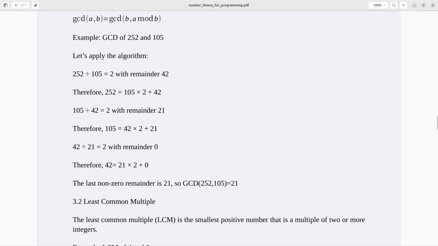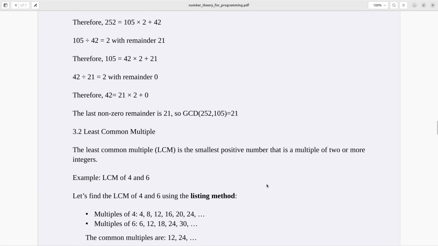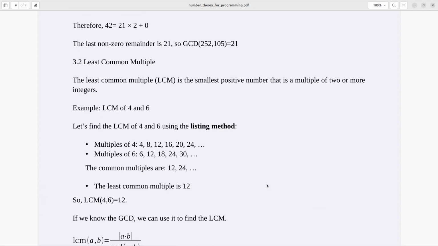Now I pick 42 as A and 21 as B. When I divide these two numbers, I get 2, and the remainder now is 0. When the remainder is 0, I just stop, and I can say that 42 is equal to 21 times 2 plus 0. You can see that the last non-zero remainder is 21, which is this one. After this remainder, I have a remainder of 0. So the last non-zero remainder here is the GCD between 252 and 105. And let us talk about the meaning of the least common multiple.